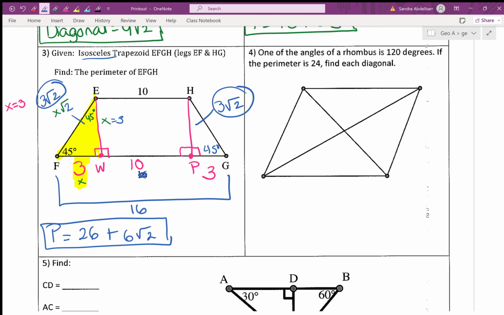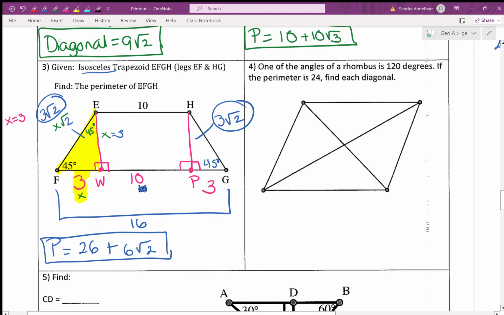So now we've talked about the square, the rectangle, the trapezoid. The last one that will show up for you is a rhombus. The last quadrilateral that could potentially show up for you is the rhombus. So what do we need to remember? One of the angles of a rhombus is 120 degrees. If the perimeter is 24, find each diagonal.